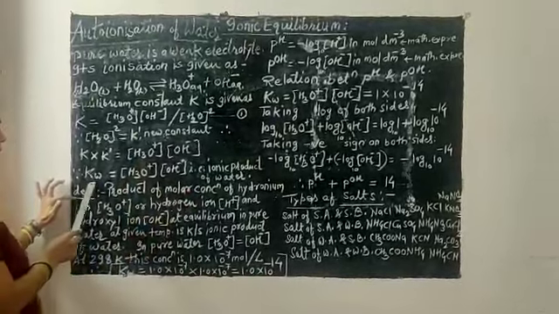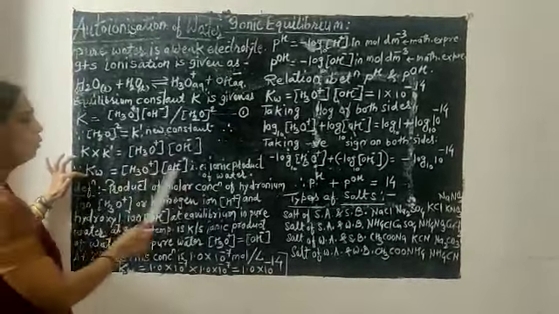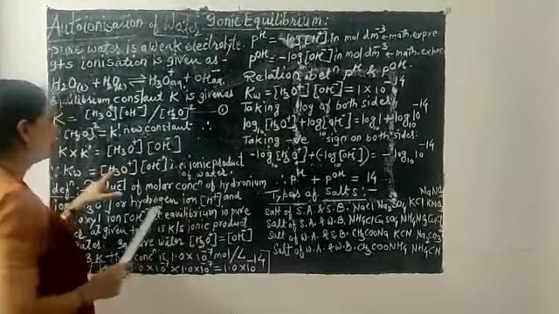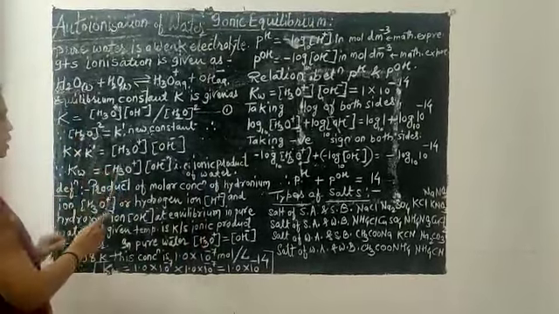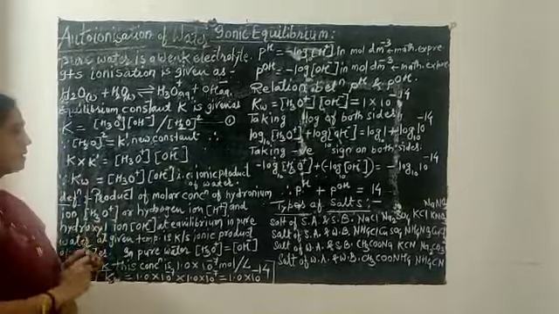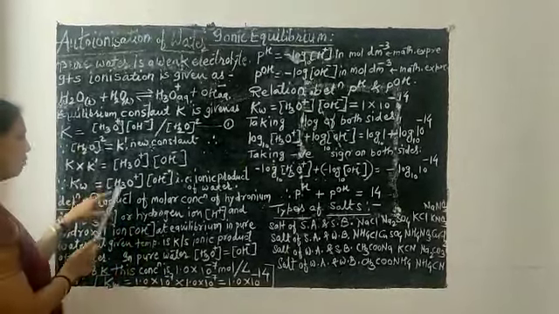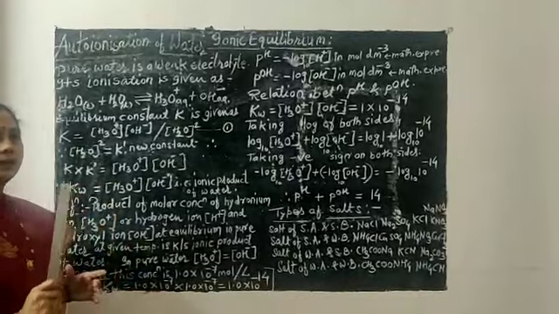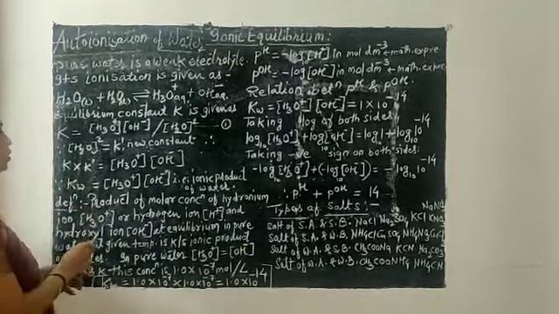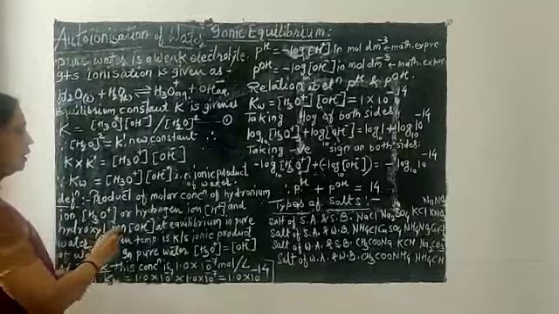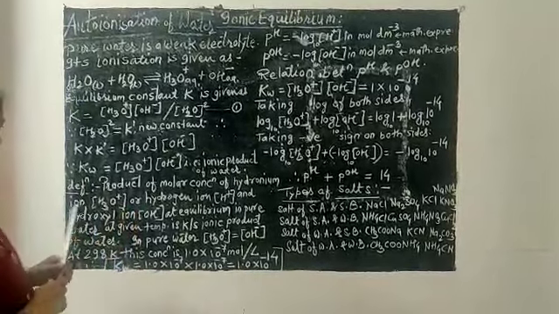So see here, first Kw is equal to ionic product of water. What is the ionic product of water? Concentration of H3O+ ions into concentration of OH− ions. In place of H3O+ you can write H+ ions also. So concentration of H+ ions into concentration of OH−.